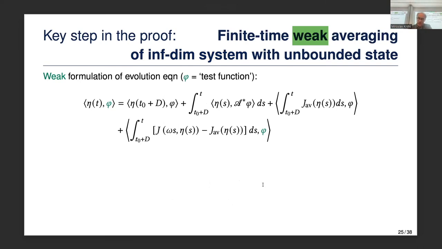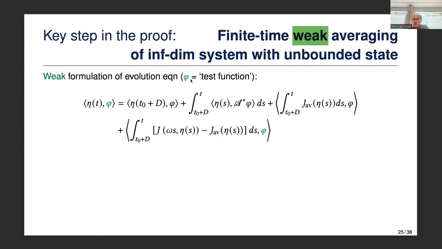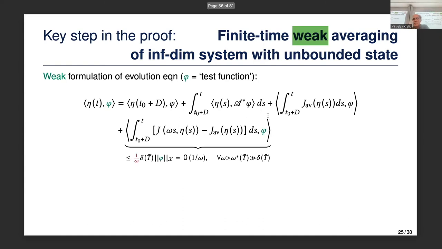Now, a departure from the standard Krylov, Bogolyubov, and other conventional forms of averaging in going here to the infinite dimension is that we consider averaging in a weak sense. So we now step from the evolution equation into this weak formulation, weak description of the system from the previous page. You see that I have taken this equation and then I have added and subtracted this J average and multiplied it with a test function and integrated it. And that's the weak formulation.